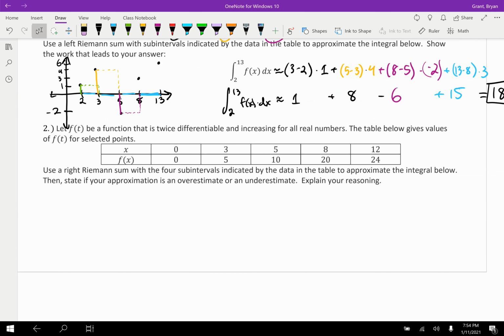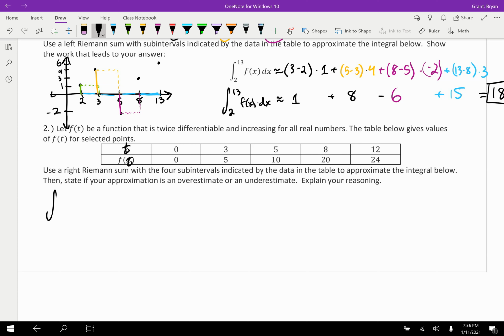Let f of t be the function that's twice differentiable. This is supposed to say t then because it's f of t. Whoops, I will fix that hopefully by the time you get your handouts. Use a right Riemann sum with 4 subintervals indicated by the data in the table to approximate the integral below. Well, there is no integral below, so that's also awkward, but then we need to state if our approximation is an over or an underestimate. So let's start with an integral.